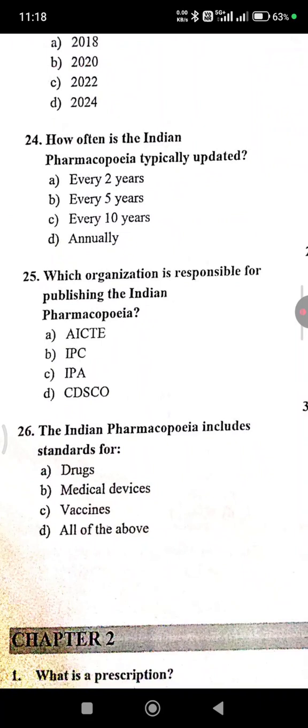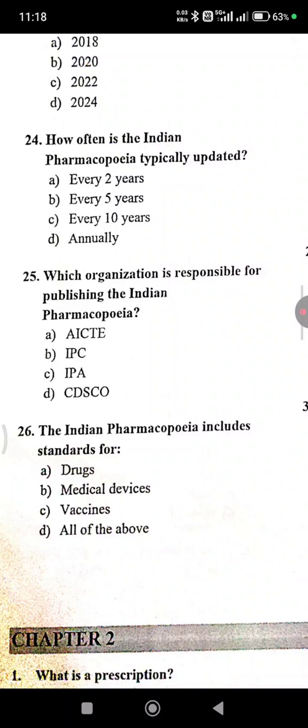Question number 25. Which organization is responsible for publishing the Indian Pharmacopoeia? Option B, IPC, Indian Pharmaceutical Commission.